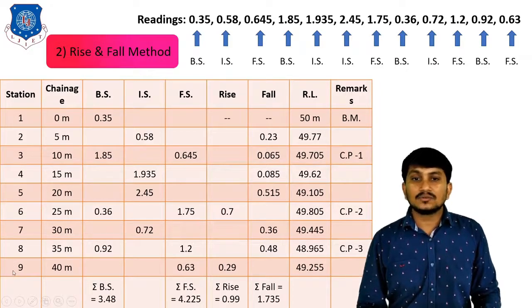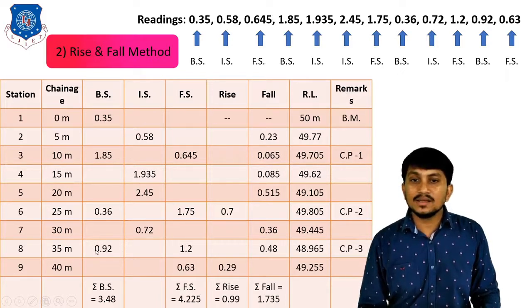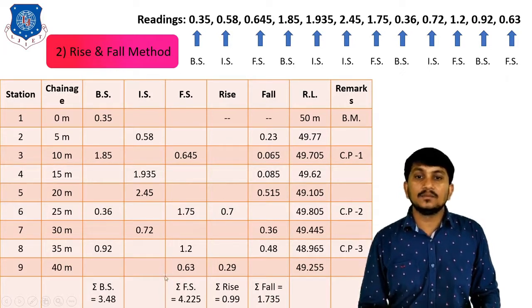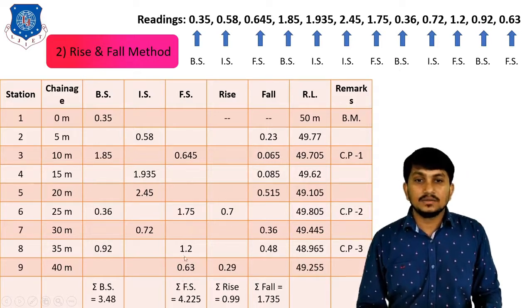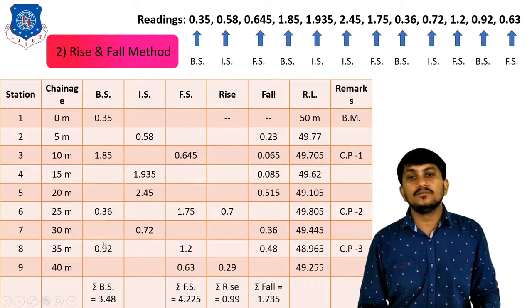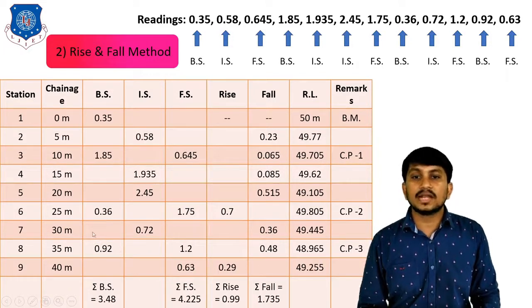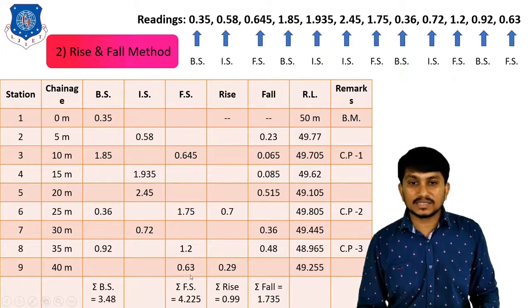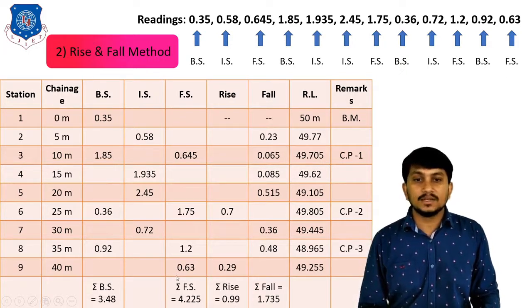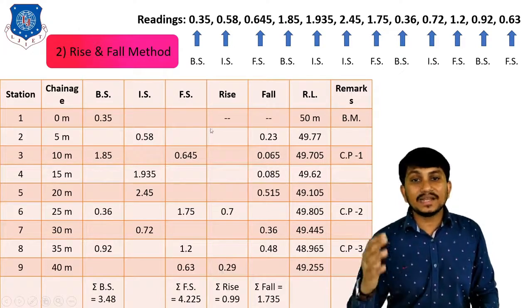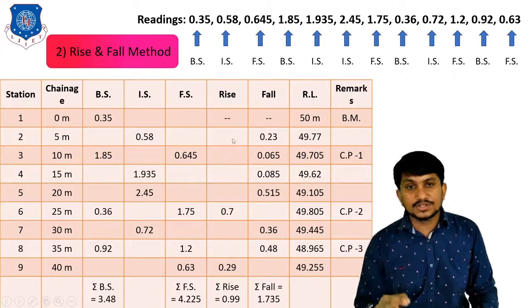And the last, rise or fall of 9th station, we can calculate by deducting 0.63 from 0.92. Why? Because this BS and FS reading are taken by the same setup. This 1.2 is taken by another setup, so we cannot use this reading. We have to use this reading for calculating rise or fall. So 0.92 minus 0.63 gives plus 0.29. Because of the plus sign it is written in rise column. So we can easily calculate rise or fall of each station like this.